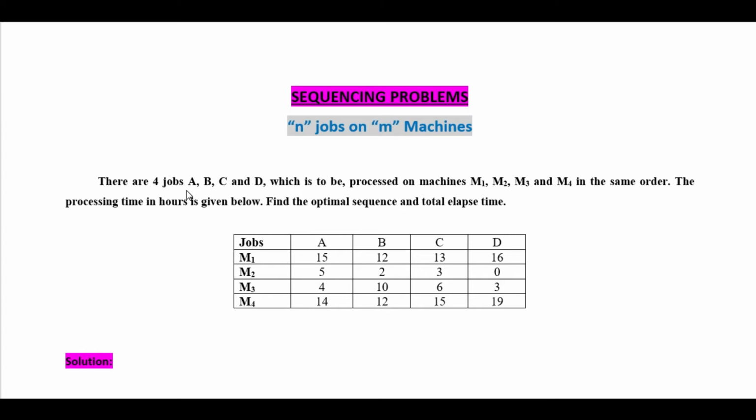There are 4 jobs A, B, C and D which are to be processed on machines M1, M2, M3, M4 in the same order. In some other problem, the order may be shuffled. For example, it may be M1, M3, M4, M2. So whichever is given in the question, we have to proceed with the same order. But in this problem, the processing will be in the same order of M1, M2, M3 and M4. The processing time in hours is given in the table, so we have to find out the optimal sequence and total processing time or total elapsed time.